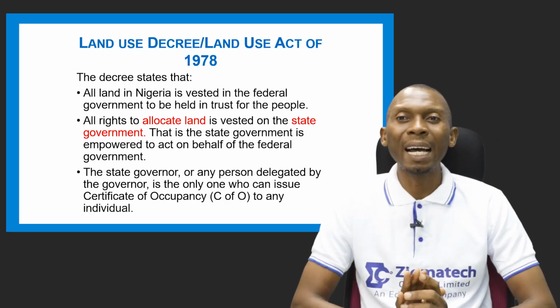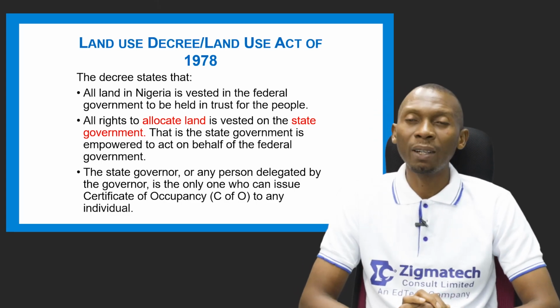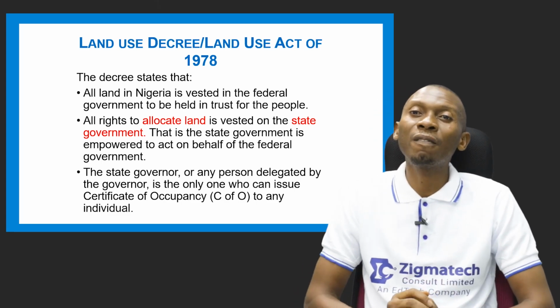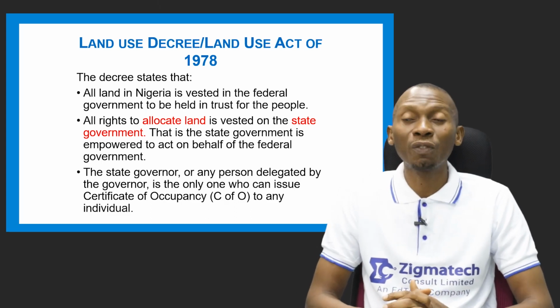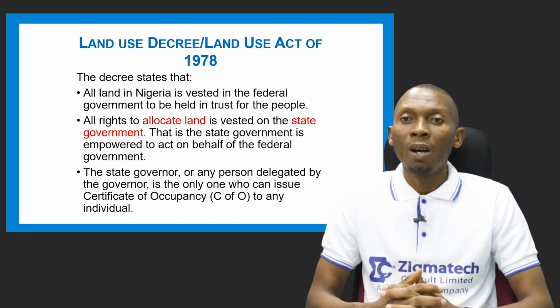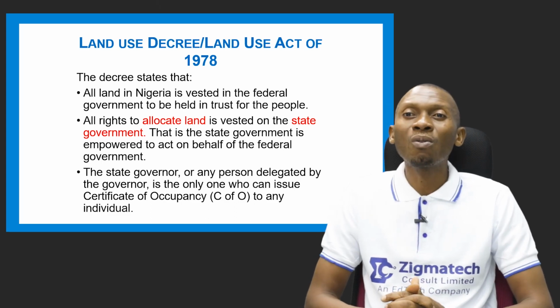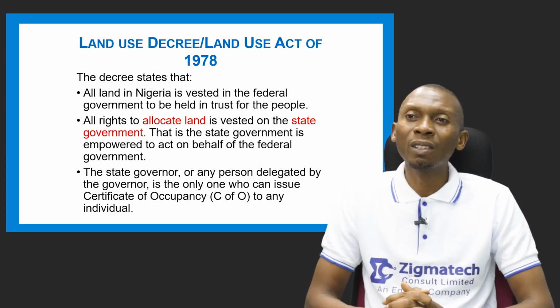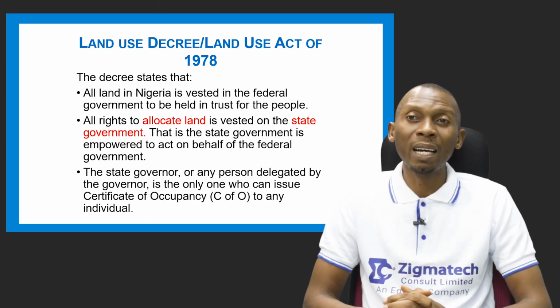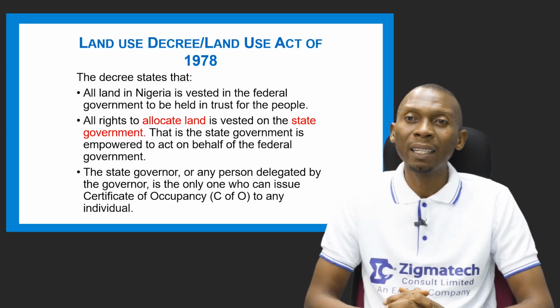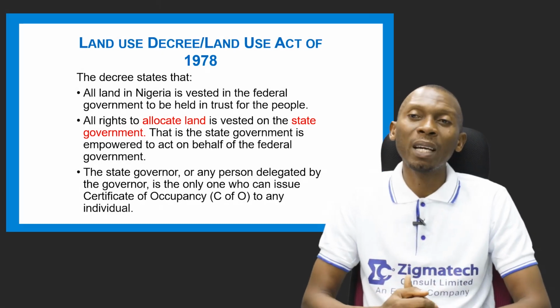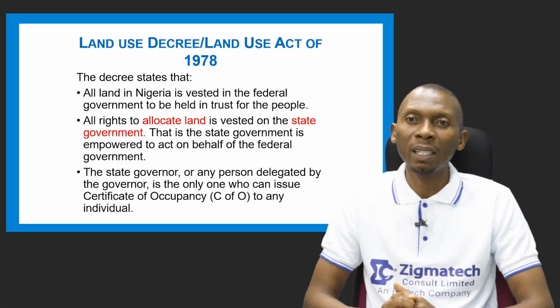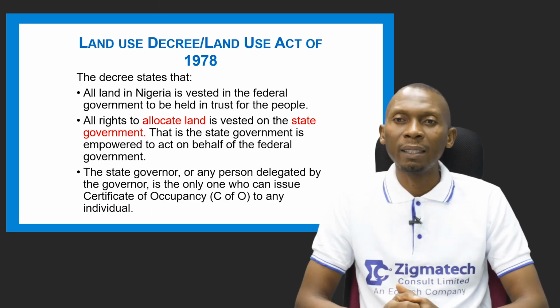Now, it says all land in Nigeria is vested in the federal government. That means the land is owned by the federal government to be held in trust for the people. Also, the decree states that all rights to allocate land are vested in the state government. So the state government has the right to allocate lands. That means the state government is empowered to act on behalf of the federal government in allocating land.